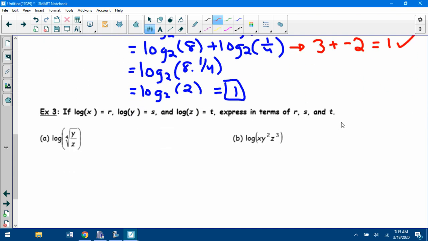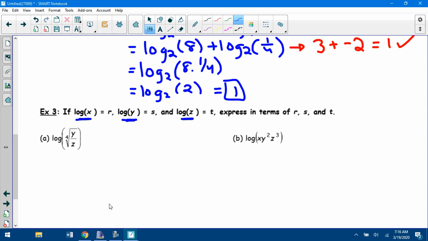Okay. Last section. These give people some trouble sometimes. If log of x is r, log of y is s, and log of z is t, express in terms of r, s, and t. So basically you have to use log properties so that you only see log x's, log y's, and log z's. So you need to expand as much as possible. And then we've got one final step of just subbing in what those actually are.